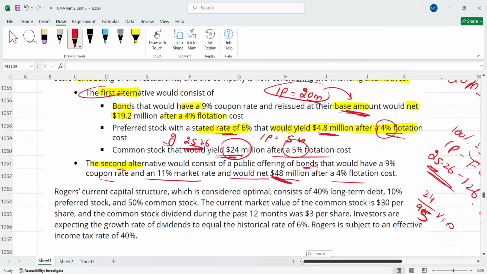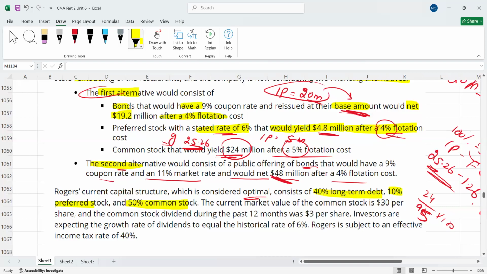Then here, guys, Rogers' current capital structure, which is considered optimal. They're saying whatever the current capital structure is, that is optimal. So it consists of this. The weights are given already. It consists of 40% long-term debt. This is the weight of debt. 10% preferred stock and 50% common stock. Okay, so these are the weights. The weights are already given. You don't need to work them out.